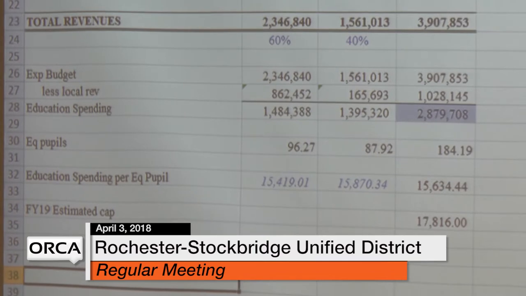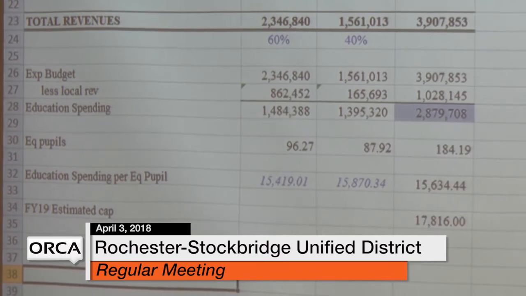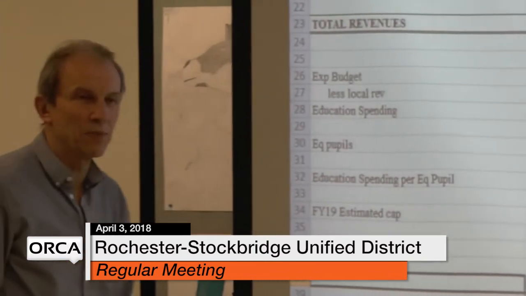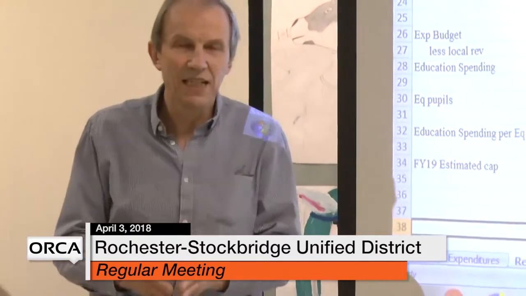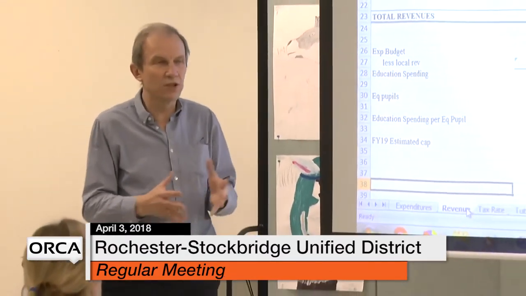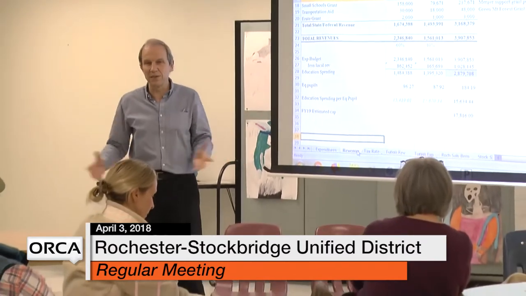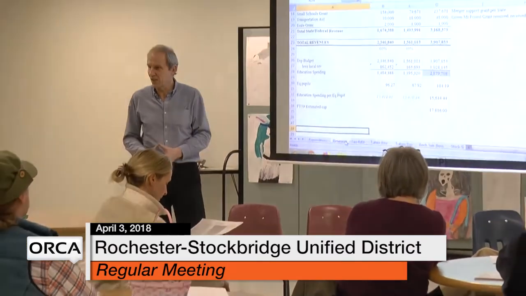It's not a pupil that's knocked down to size so they all look the same height. An equalized pupil is an attempt by the state in the tax formula. It's only ever used, that I've seen, in the tax formula. It's an attempt to recognize that certain kinds of students, with certain demographics, cost more to educate.